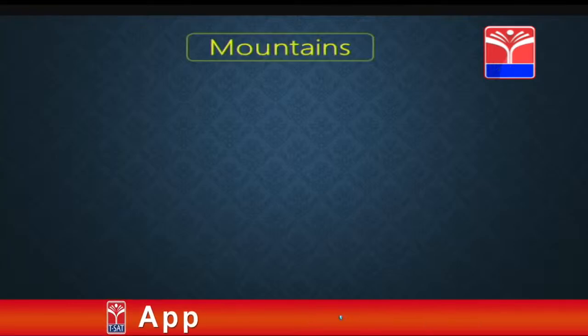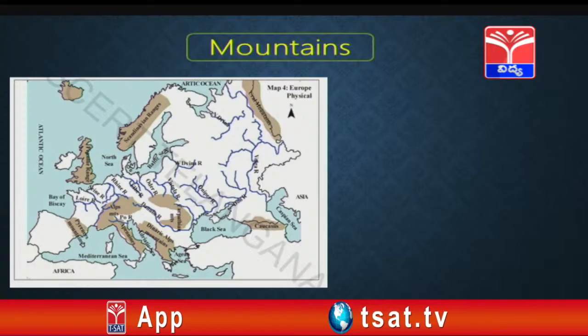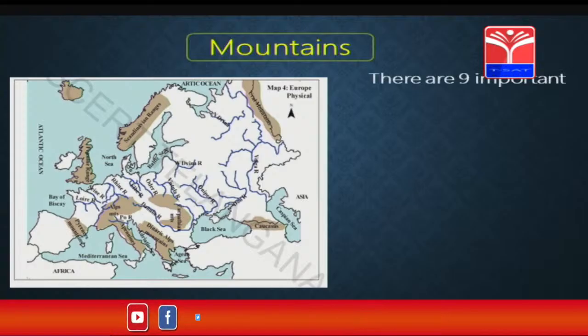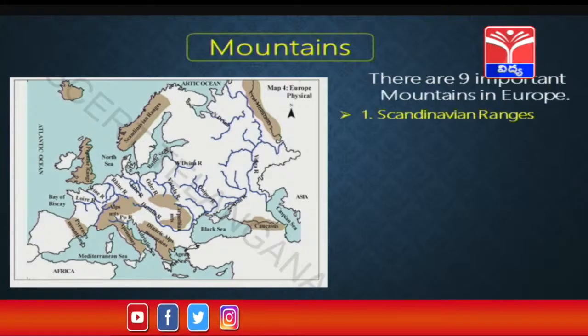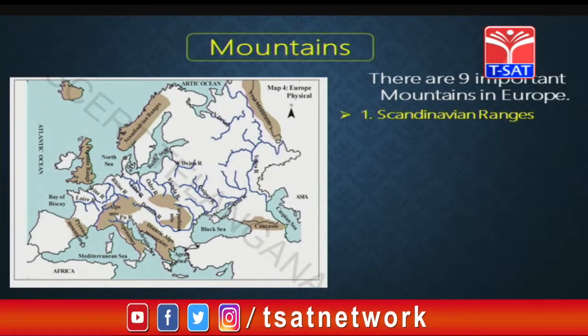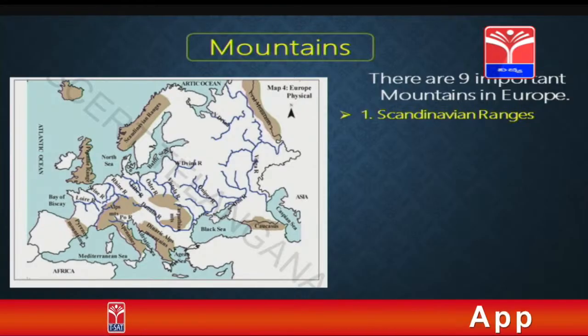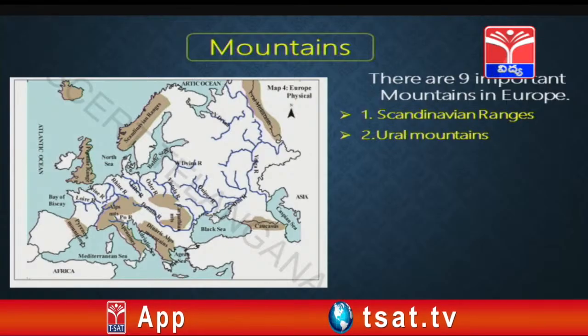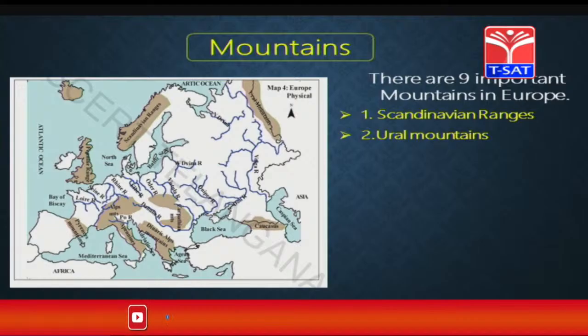Let us see in detail what mountains are present in Europe. Let us see in clockwise order. There are 9 important mountains in Europe. The first one, Scandinavian ranges that are present in Norway, Sweden, Finland. Second one, Ural mountains that are present in Russia.